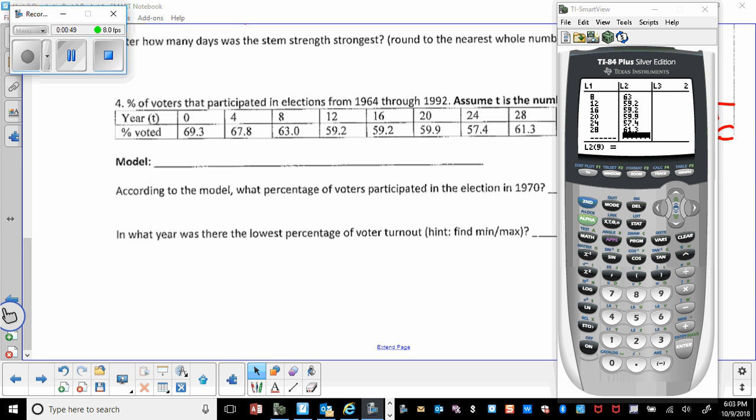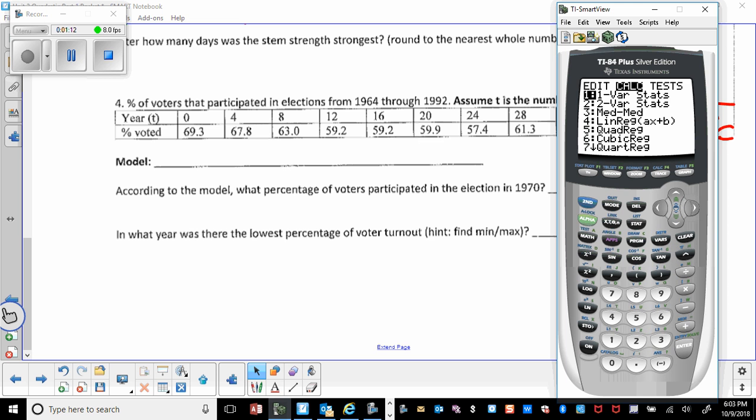We did stat, edit, entered the data, and now we want to see if it is quadratic or linear. So I'm going to go up to the plot. That's my old data. All right, and I'm going to do zoom 9. So yeah, it looks kind of curvy there, right? That looks quadratic. So I'm going to do stat, calc, and that's going to be quadratic regression.